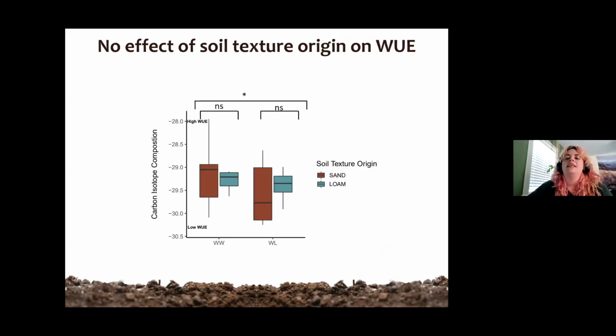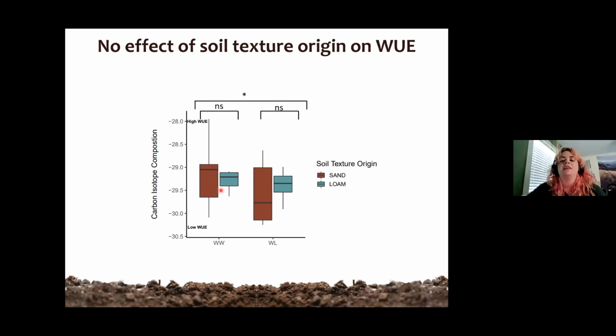In this figure, you're looking at the mean soil texture response under both treatments, and it's split by soil texture origin. On our x-axis, we have well-watered conditions and water-limited conditions. On our y-axis, we have our carbon isotope composition, where again, up here is high values of water use efficiency, and the more negative the carbon isotope composition is, the lower it indicates a lower water use efficiency. I'm giving it away at the top, but the first thing to note is that water use efficiency across treatments was different, where water use efficiency was higher in the well-watered treatment.